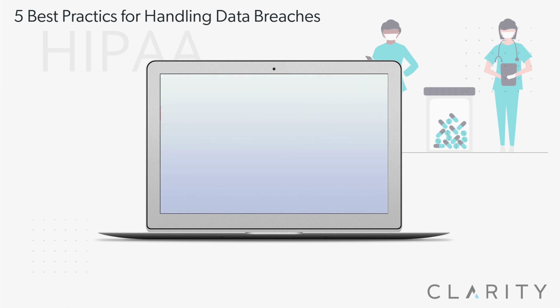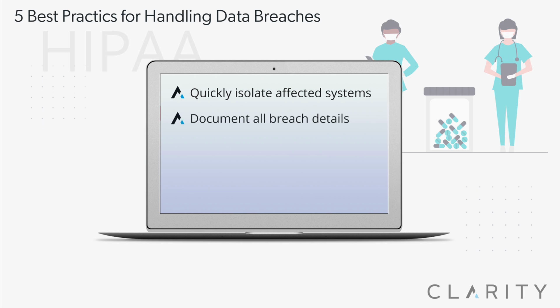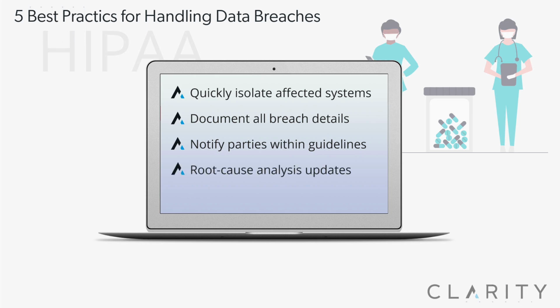So in summary, the 5 best practices for handling data breaches are: 1, conducting rapid triage to isolate compromised systems. Number 2, documenting all breach details for regulatory reporting. Number 3, notifying affected parties within HIPAA-required timelines. Number 4, reviewing root causes to reinforce security controls. Number 5, updating your incident response plan after each breach.